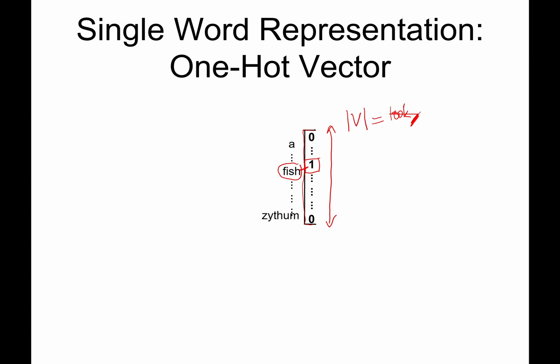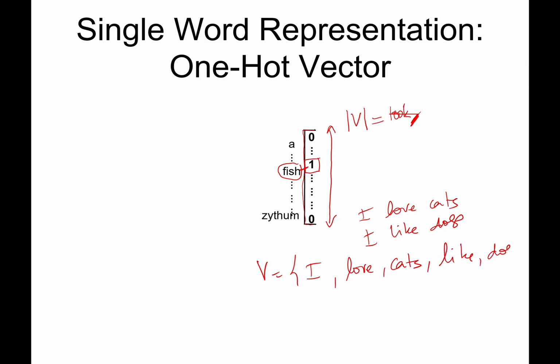But the other thing is, let's say that my corpus says, I love cats, I like dogs, and then my vocabulary is going to be I, love, cats, like, and dogs. So this is how many? 1, 2, 3, 4, 5. Okay, so the size of your vocabulary is 5.